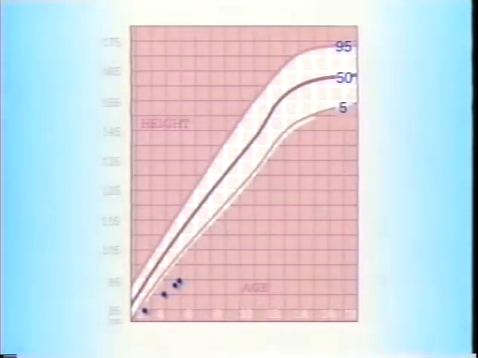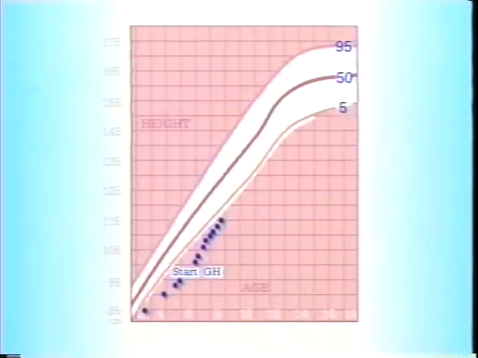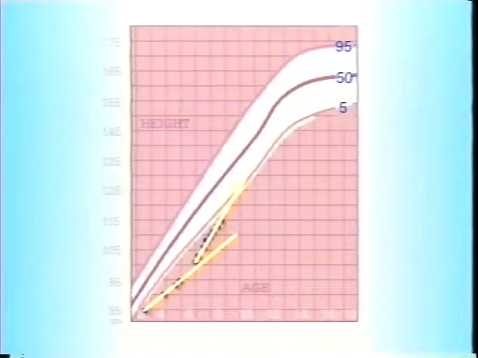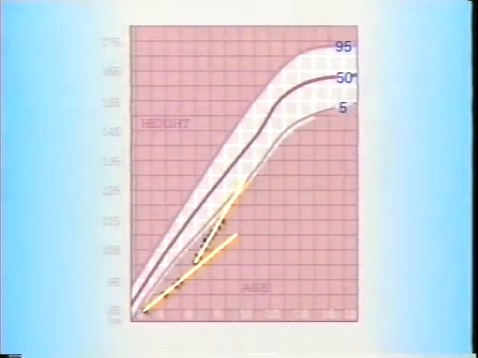After Sarah started treatment, she started growing faster. Her growth rate increased dramatically, which can be seen on the graph. The steepness of the line after treatment is greater than that of the line before treatment. In fact, it is greater than the steepness of the median line, which means Sarah is growing faster than her peers, and will soon be back in the normal range.